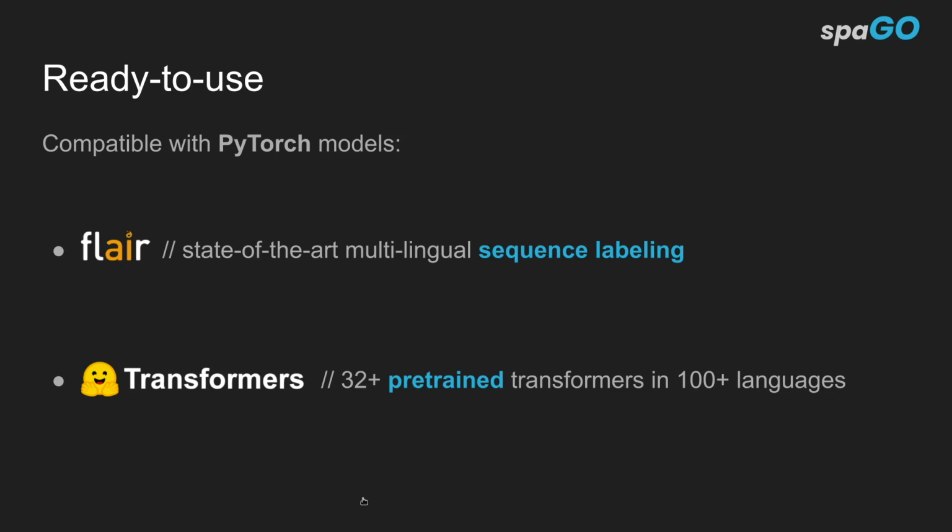They are a really amazing company. Hugging Face provides high quality code, and they release more than 30 pre-trained models in more than 100 languages. And we can benefit from those pre-trained neural models inside spaGO.